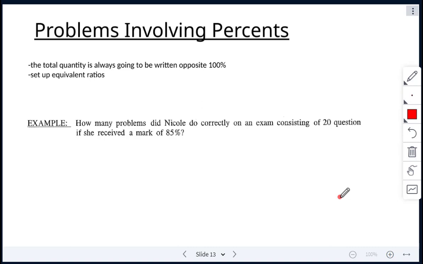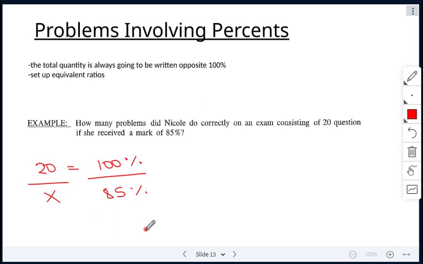So our first example: how many problems did Nicole do correctly on an exam consisting of 20 questions if she received a mark of 85%? To get 100%, she has to get 20 questions correct. So if she gets 20 questions correct, that is equal to 100%. But she got 85%. So her percent is 85%. So what was her mark out of 20?